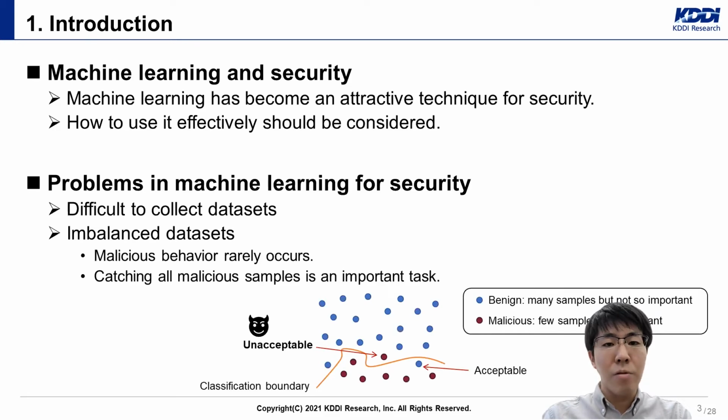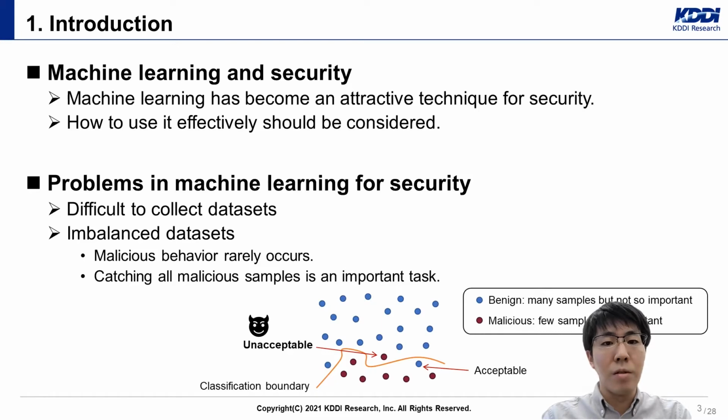So first, I will show the introduction of this research. In recent years, machine learning has become an attractive technique for security. And how to effectively use machine learning for security should be considered. From a security point of view, there are several problems in the use of machine learning. The major problem is that it is difficult to collect a good quality dataset.